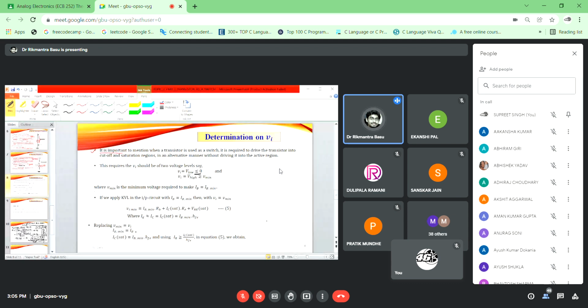It is important to mention that when a transistor is used as a switch, it is required to drive the transistor into the cutoff and saturation regions in an alternating manner without driving it into the active region. So the choice of VI is very crucial. You have to jump from one state to another state.